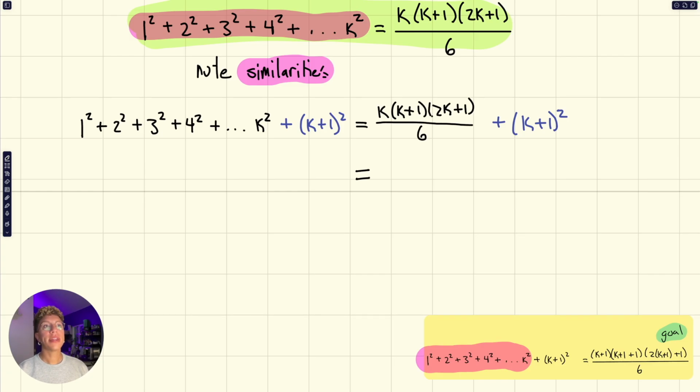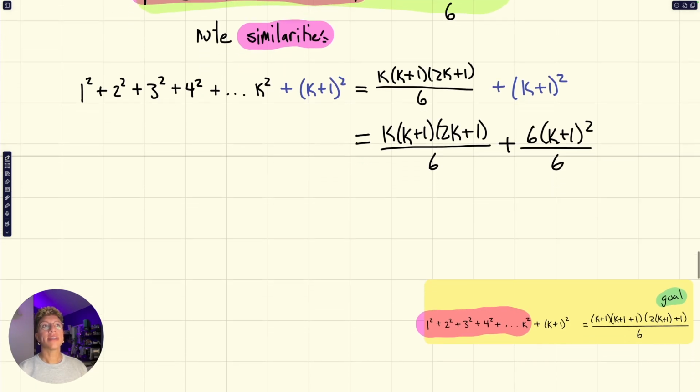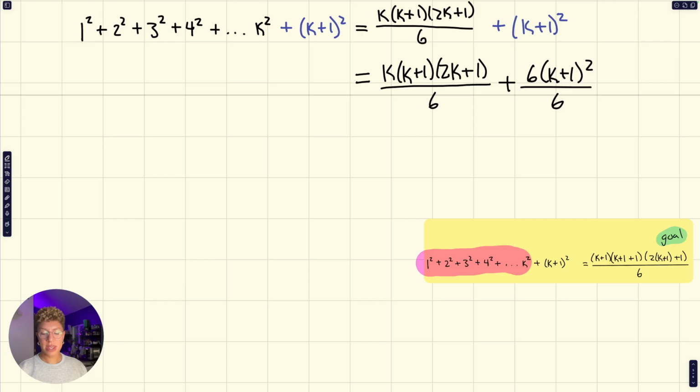To get a common denominator, we take our second term and we multiply the top and bottom by 6. So what we see here is that this one is going to become 6 times k plus 1 over 6. Those two fractions will combine together. And let's take our goal again and move it down.